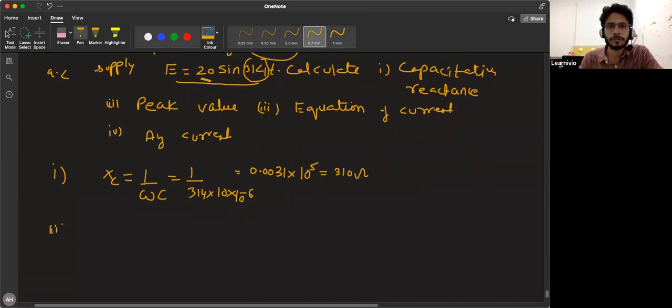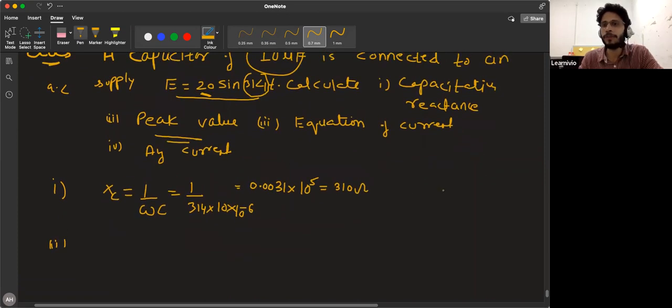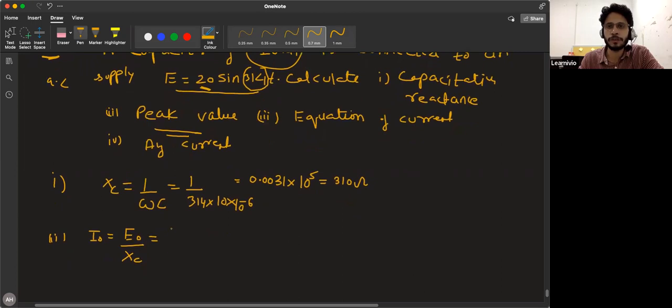Second part. Next, we need the peak value of current. What is the expression for the peak value of current in a capacitor? So I0 equals E0 by capacitive reactance. So how much is E0? E0 is 20.